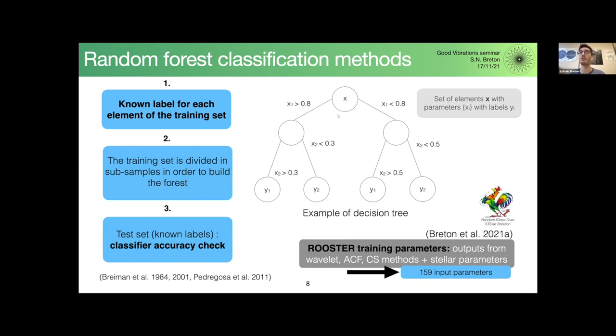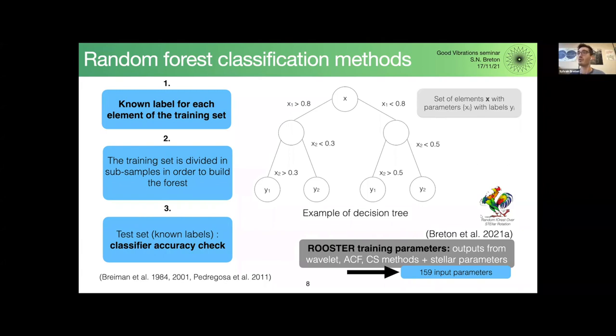So to build each tree of the forest, you perform a cut on a given parameter of your sample, and at each step, you generate a random amount of possible cuts, and you take the optimal one to increase the purity of each node. Once you have reached a sufficient purity, you can decide that your tree is operational, and you can test it with a test set in order to validate the accuracy of your classifier.